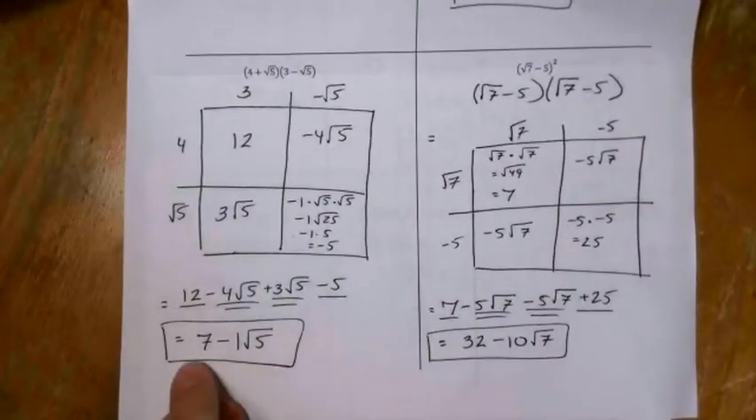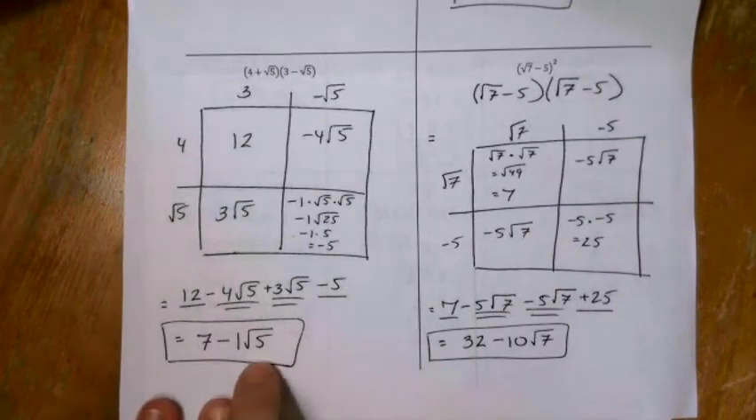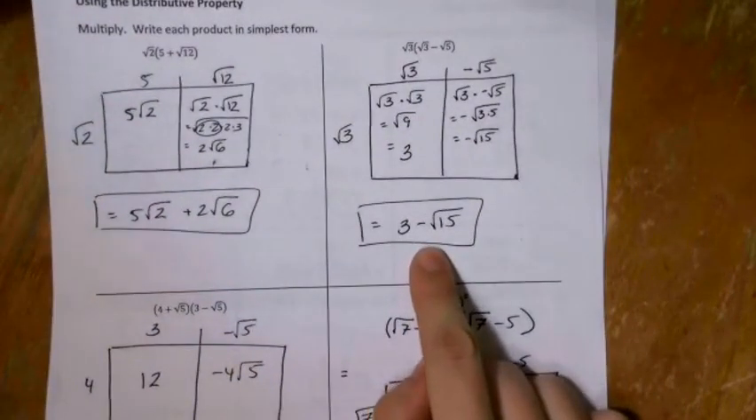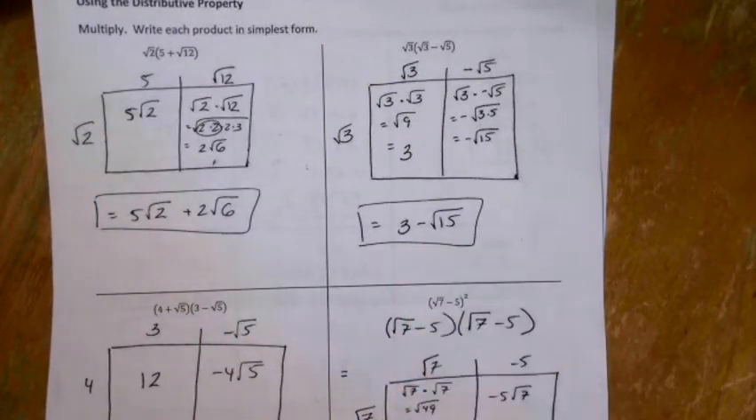Try the other two. Pause the video. All right, you should have gotten in the bottom left 7 minus root 5, or 7 minus 1 root 5. And then in your top right, you should have gotten 3 minus root 15.